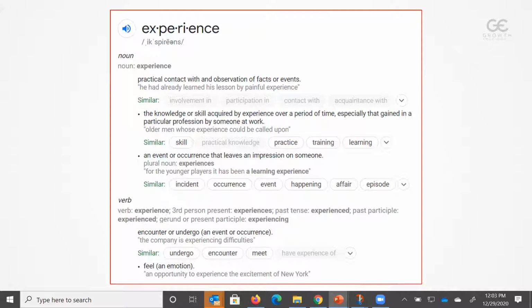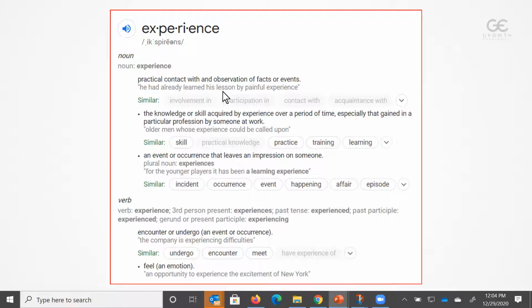The knowledge or skill acquired by experience over time. Okay, so experience is knowledge, but isn't this weird? The definition uses the word within itself. This I hate. So clearly experience is a word that's difficult to define. Over a period of time, especially that gained in a particular profession or someone at work. An event or occurrence that leaves an impression on someone. Huh.